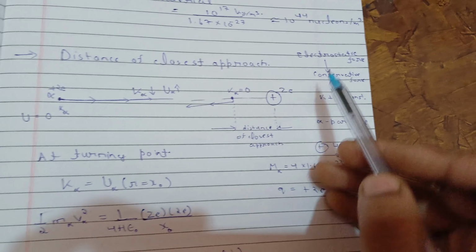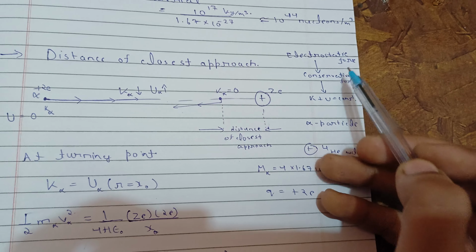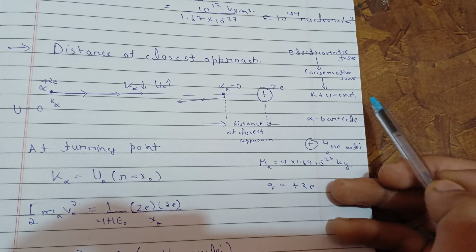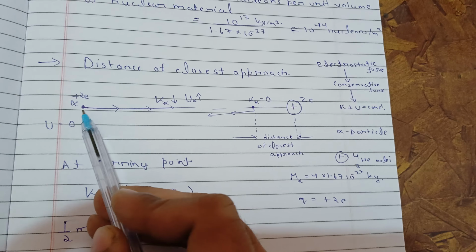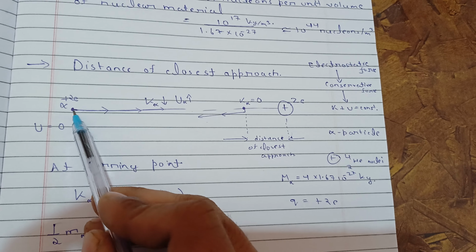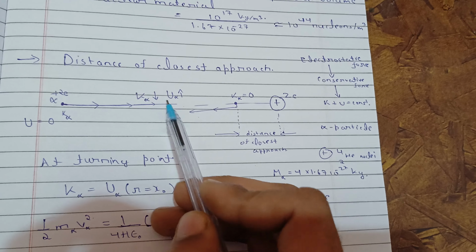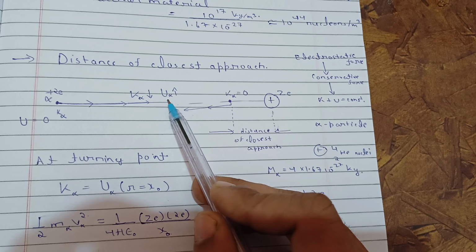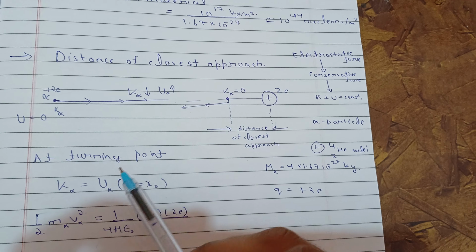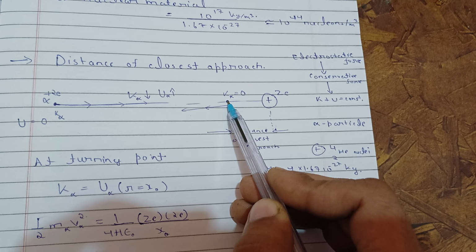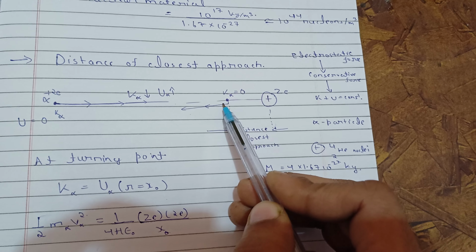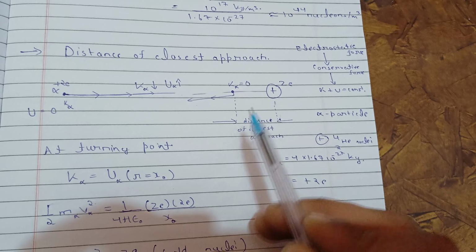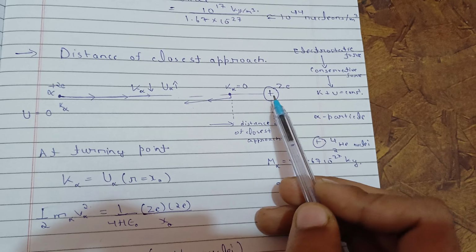So the force between them is the electrostatic force, and the electrostatic force is a conservative force, and conservative force means kinetic plus potential energy always remains constant. If this particle is thrown this way, its kinetic energy will start to decrease and its potential energy will start to increase, and at some point the kinetic energy will become 0 and the potential energy will become equal to the initial kinetic energy. At that point, when kinetic energy becomes 0, it will turn around and go back, and this distance is called the distance of closest approach. Using this distance we can find the radius of the nucleus.